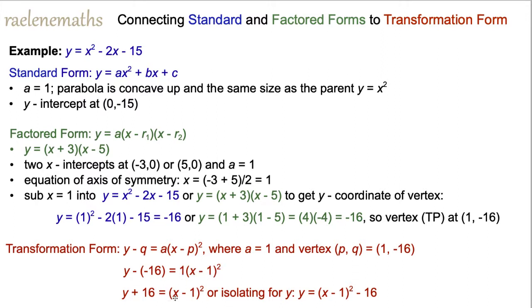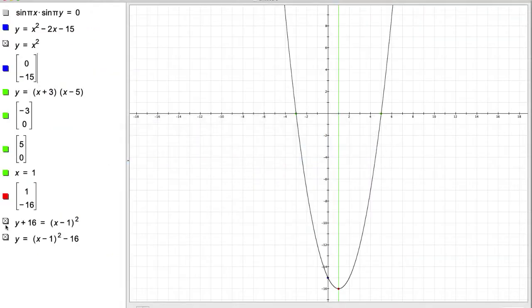We don't need to write the 1 in front of the brackets, and so then we can rearrange this equation to isolate for y, which is y equals (x minus 1) all squared minus 16. I prefer the first version without isolating for y, but we can compare and make sure that both of those forms give us the same parabola. So there's the transformation form, and there's the transformation form rearranged with the negative 16 on the right. Both forms produce the same parabola.